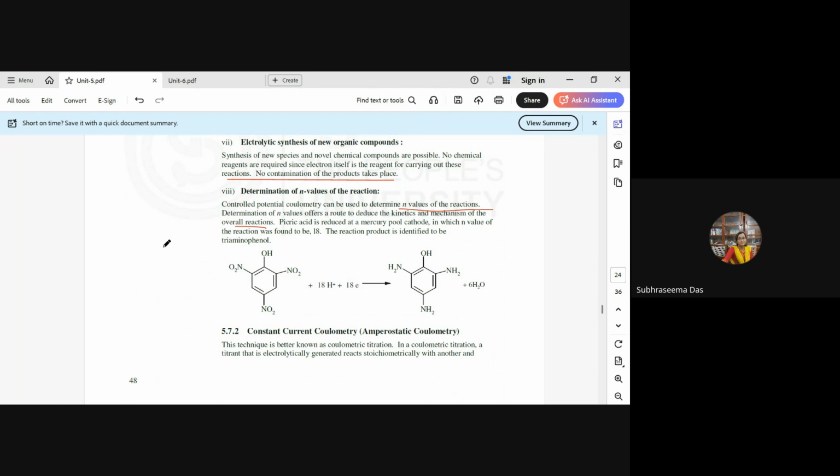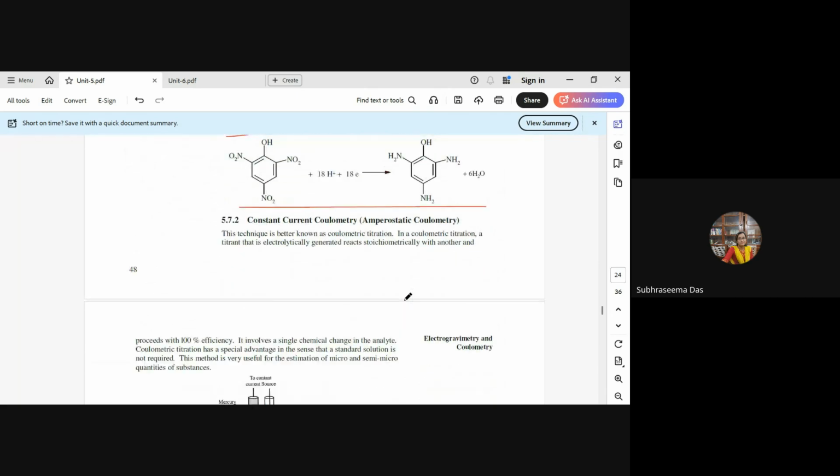Picric acid is reduced at a mercury pool cathode in which the n value of the reaction was found to be 18. Now the reaction product is identified to be triaminophenol. So this is how it helps in the determination of the n value of a reaction.